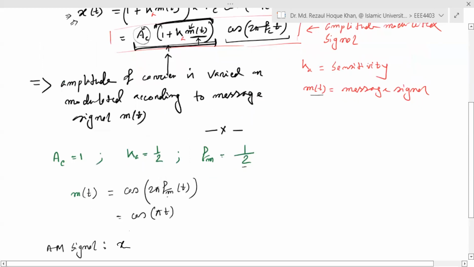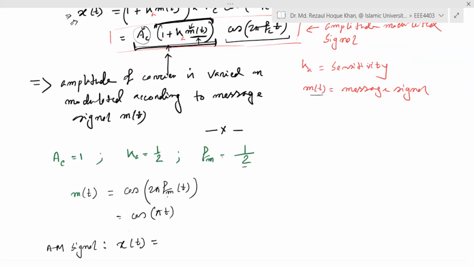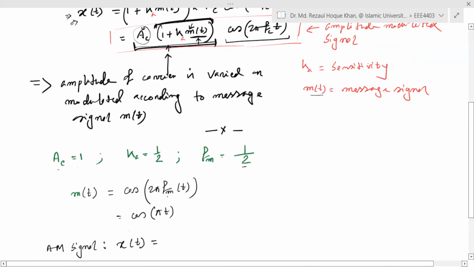So xt, AC is 1 now. AC is 1. Here AC is 1. So 1 plus K is half here. K is half. What is MT? MT is cos pi t. Half cos pi t. And cos.